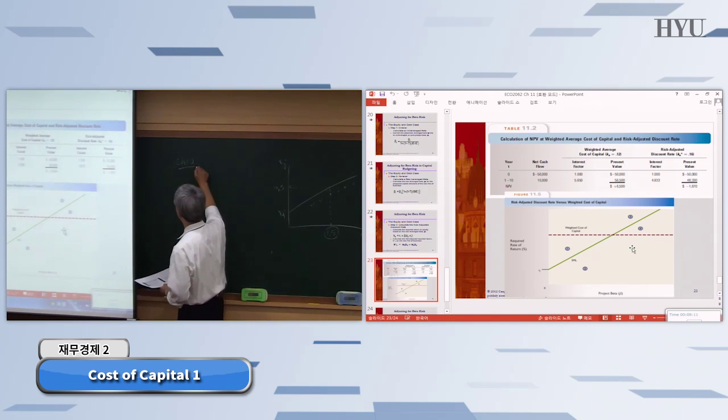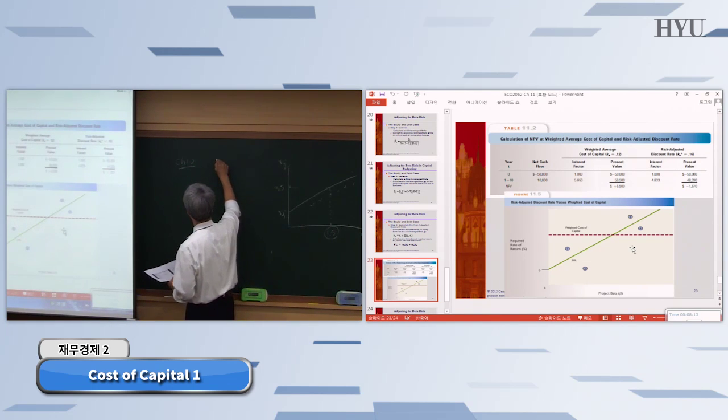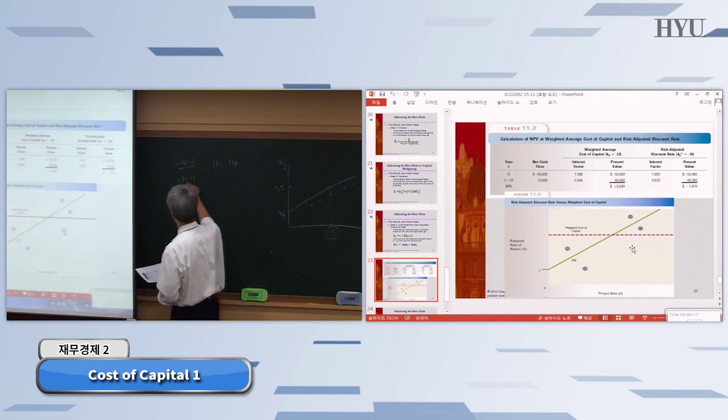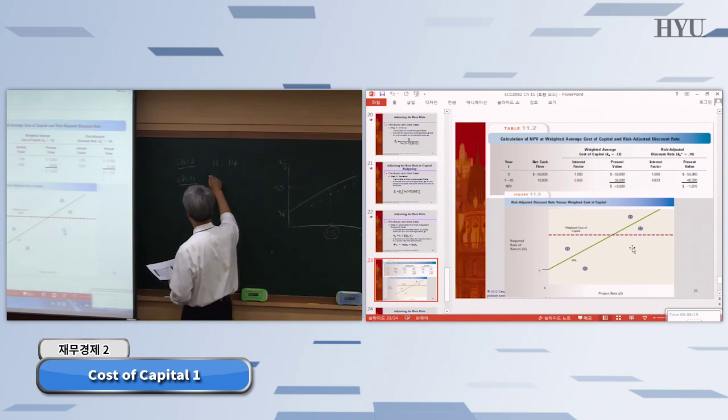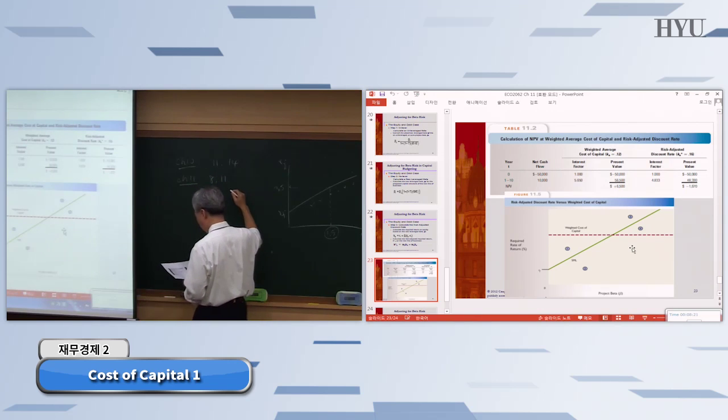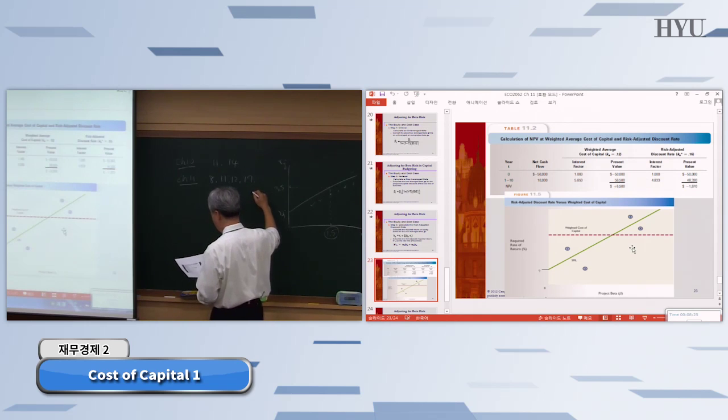In chapter 10, problems 11, 14. In chapter 11, 8, 11, 12, 17, 22.